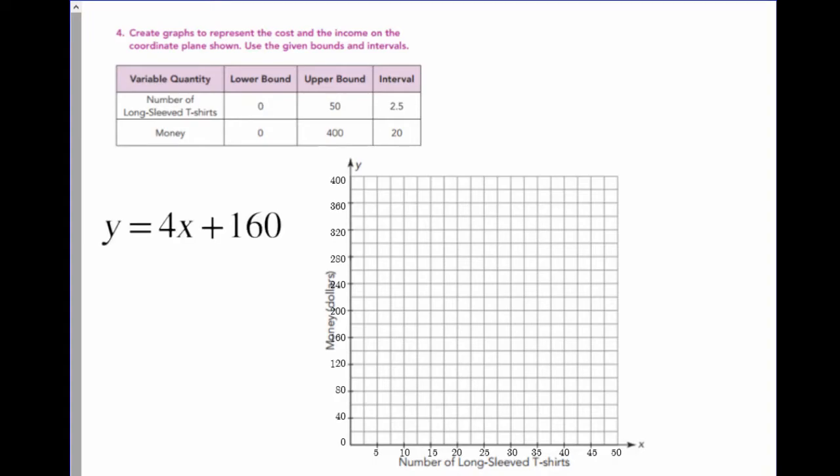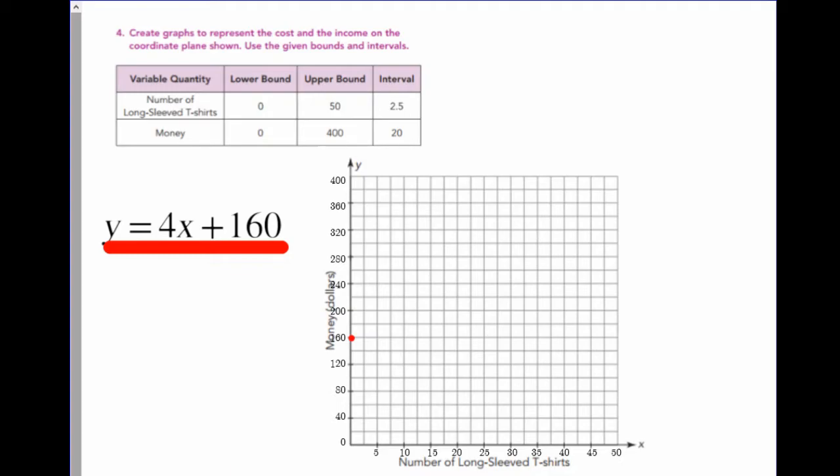Okay, so now we need to graph both of these equations. Our first one I'm going to do is the cost. The cost function, as you recall, is 4x plus 160. So I'm going to go ahead and underline that in red so we can keep track. The cost from now on is going to be in red, the income is going to be in blue.